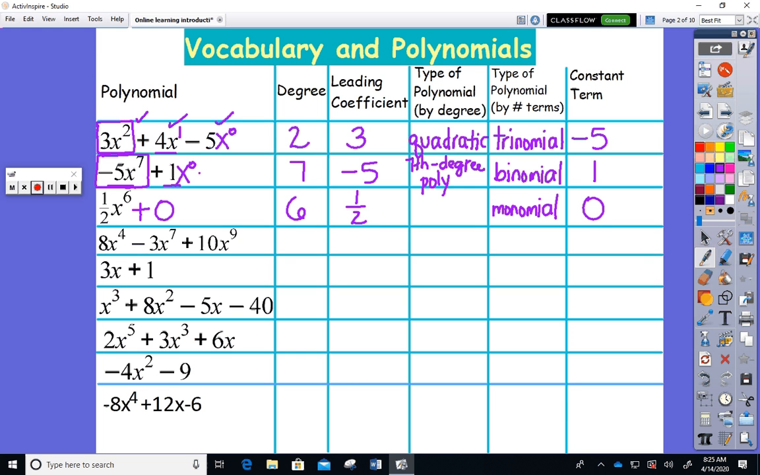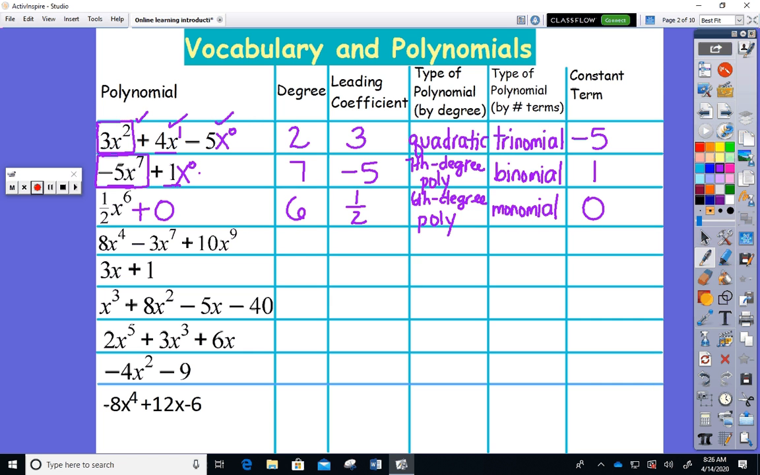Now x to the 6th, the degree, again we don't have a cute name for it, so we're just going to have to say this is a 6th degree polynomial. So if we have a 1st degree, 2nd degree, 3rd, 4th, or 5th degree, we've got names. 6th degree on and on up, you don't have names for the polynomial based on degree.